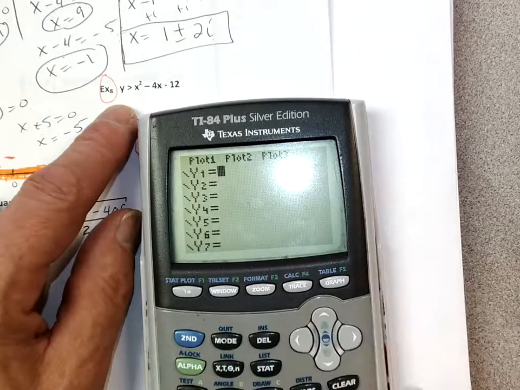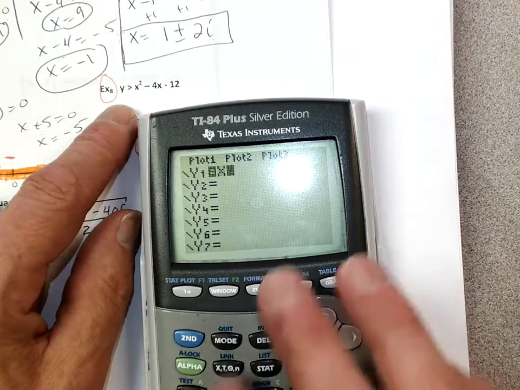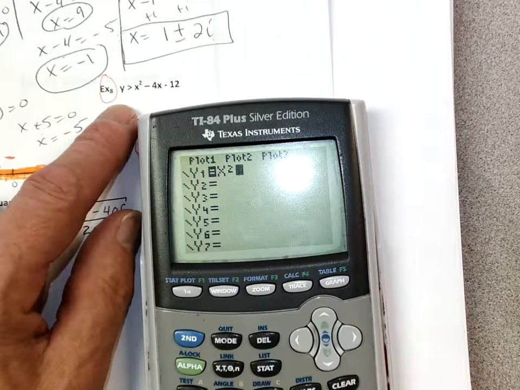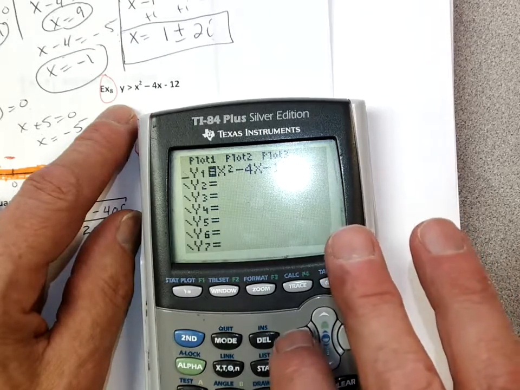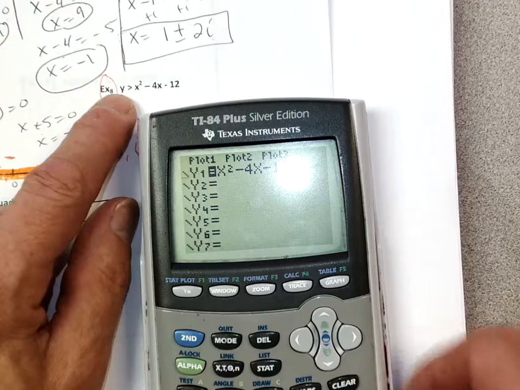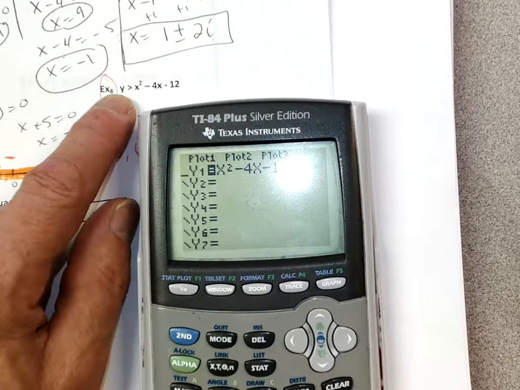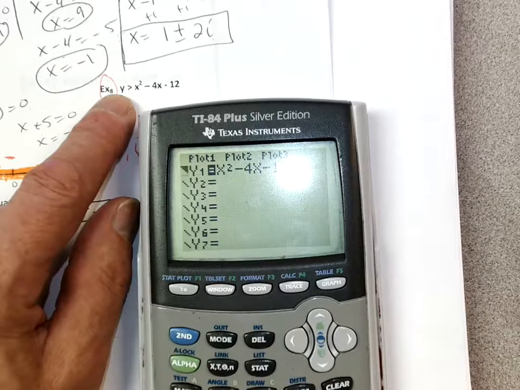So y equals, and I'm going to go x squared. Subtract 4x. Subtract 12. Now, if I want to shade, remember we go all the way over to here. And if it's going to be greater than, I push enter. Enter, and there it is. I've got the triangle on the upper triangle, which is greater than.